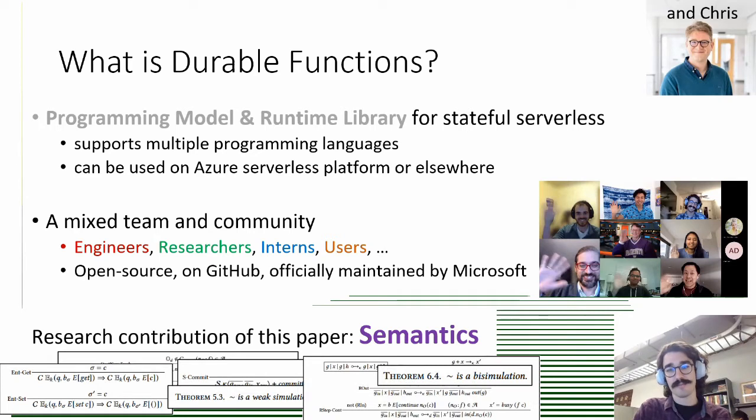So this research paper is about semantics. And so the talk is going to go a little bit like this. First, Sebastian will give us an introduction on serverless, and then I will talk some more about the specific paper.